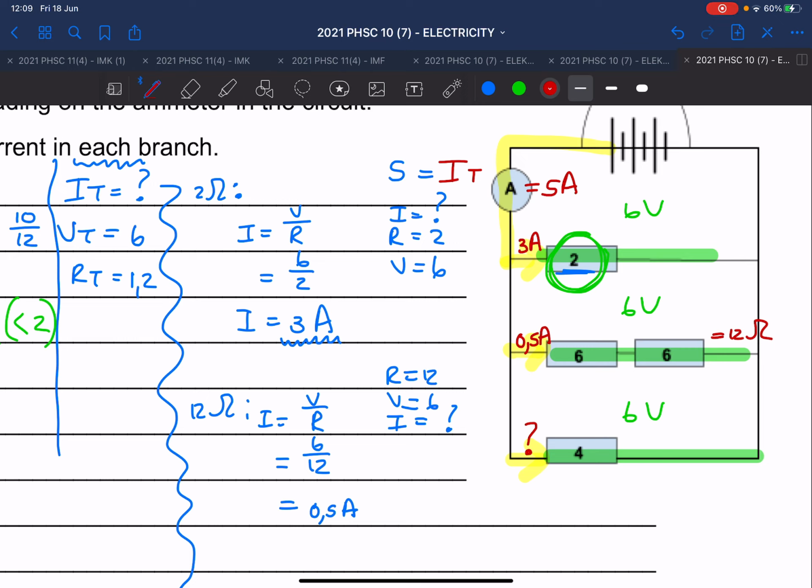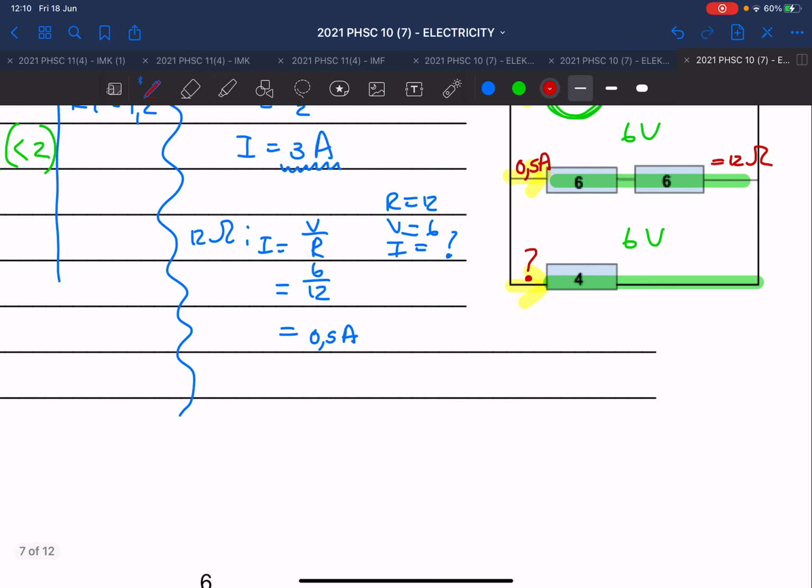Joanna? 1.5. So you're going to write here the current through the 4 ohm resistor will be 5 minus 3 minus 0.5. Gives you 1.5 amperes.